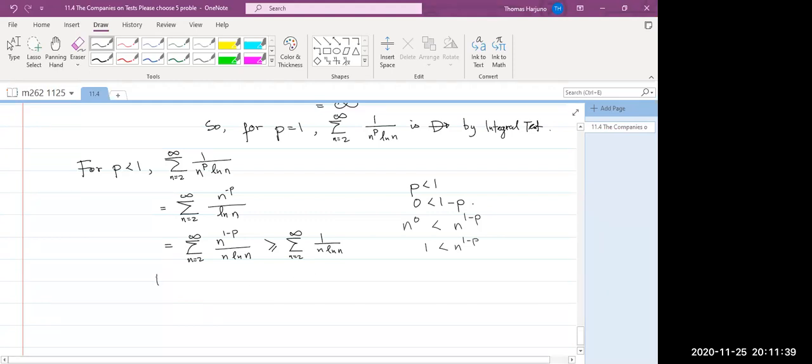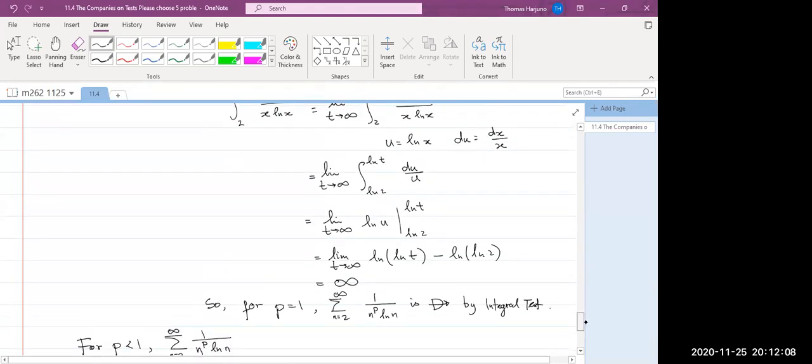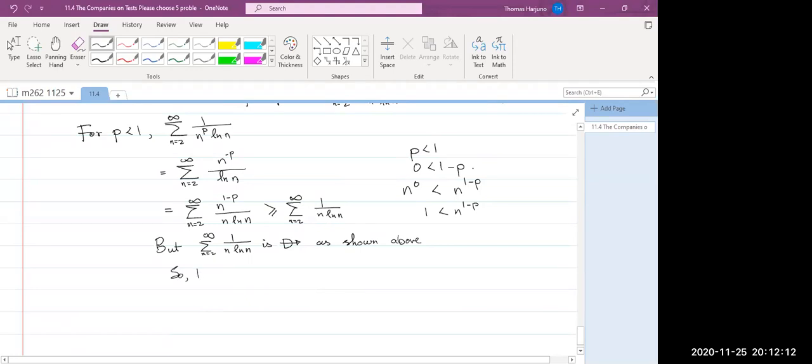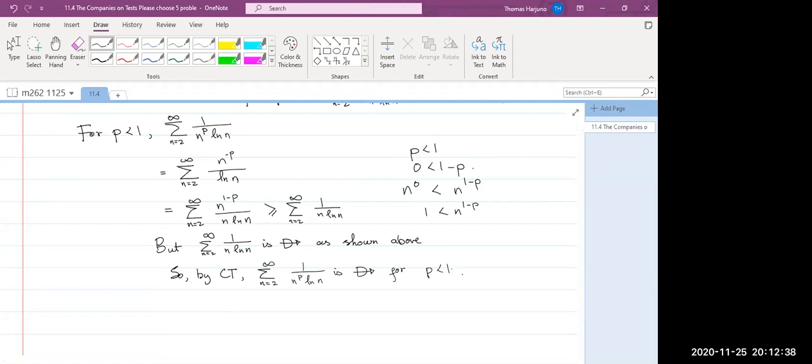Okay. But the series from 2 to infinity of 1 over n ln n is divergent, as shown above. We did that earlier, right? We did that when p equals 1. So by the comparison test, this series is divergent for p less than 1, because it's bounded below by something divergent.